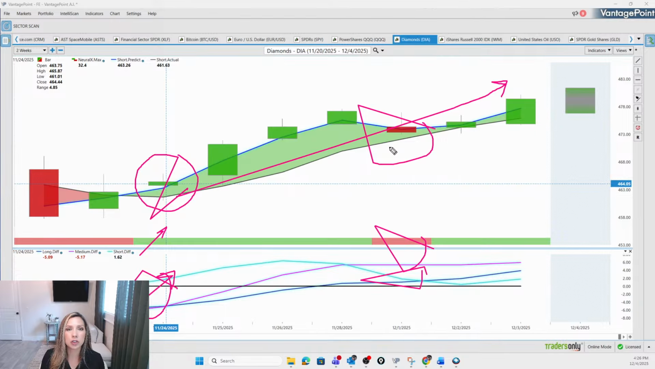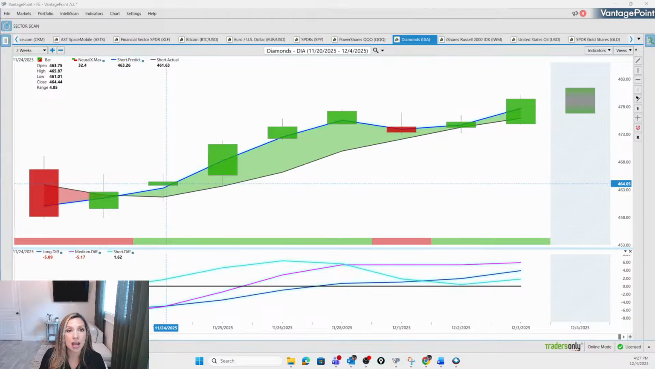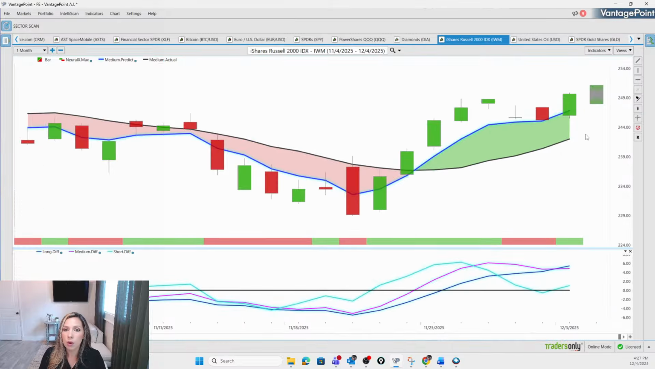Notice our trend never turned red, right? We can see that the blue line remained above the black line that entire time, giving you the confidence to just keep the emotions at bay, right? And continue as you see fit from a position management standpoint on that continued bullish expectation. Now, again, those are major markets. You could do the same thing for the Russell. We'll just take a quick look.